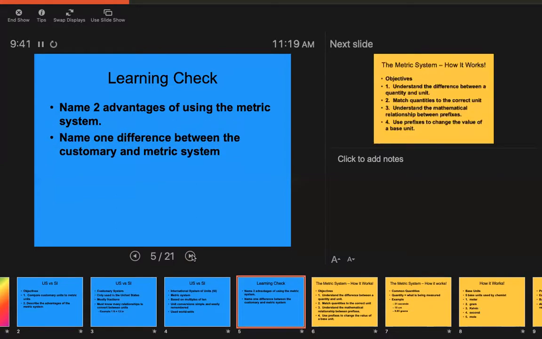And then it says for the difference between customary and metric. What do we measure things in the customary system? What do we have to have a good understanding of? What is it? I don't know what you're saying.